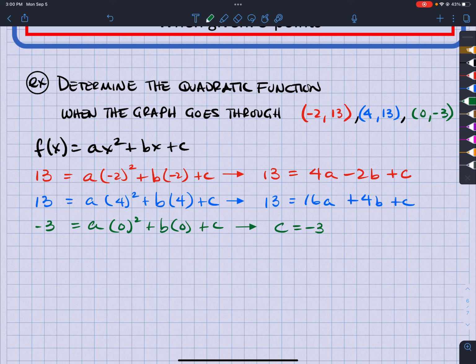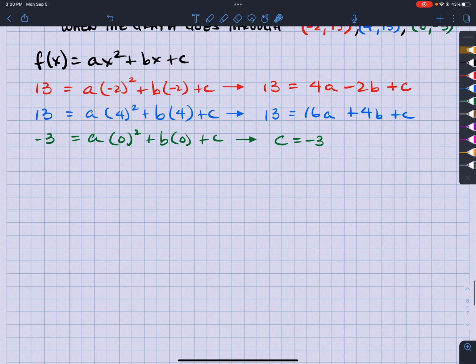So that means I have plenty of places that I can put the c. I can put it in here, because then I know this part. I have c here, and I got c here. Let's plug it in there, all right? So if we were to do that, then I have 13 is equal to 4a minus 2b minus 3. And I have 13 is equal to 16a plus 4b minus 3 as well. Right? Okie dokie. Great.